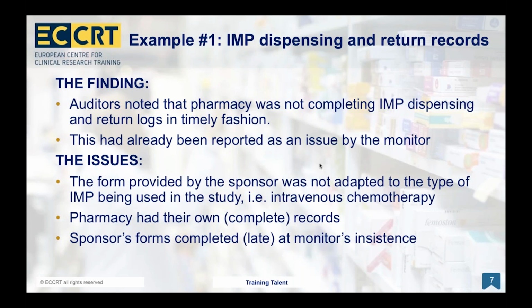And what did we find? We found that the form provided by the sponsor was not adapted to the type of IMP being used in the study. In this case, it was intravenous chemotherapy. In addition, the pharmacy, this wasn't really an issue, but what we did note was that pharmacy had their own complete records.